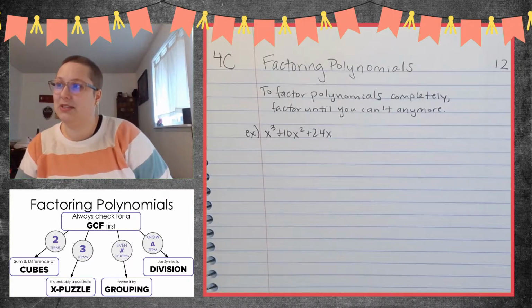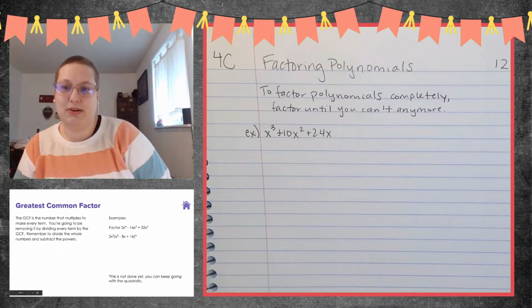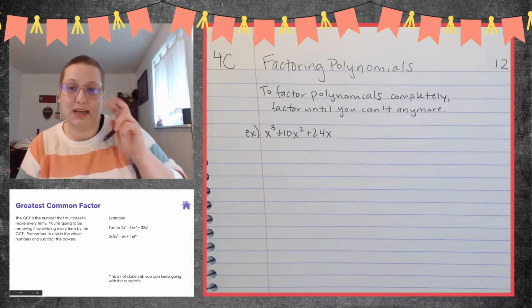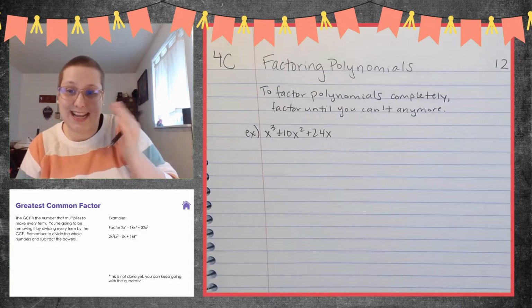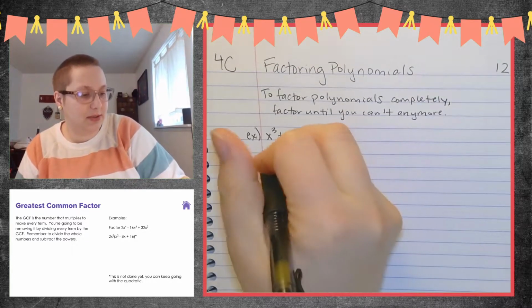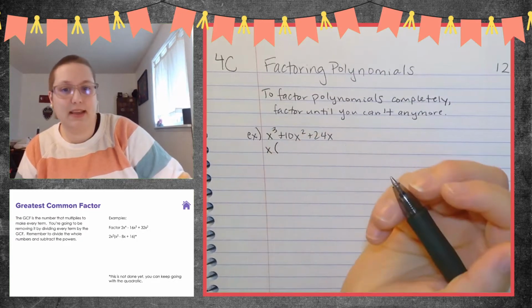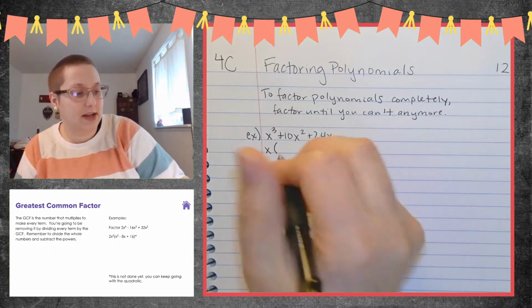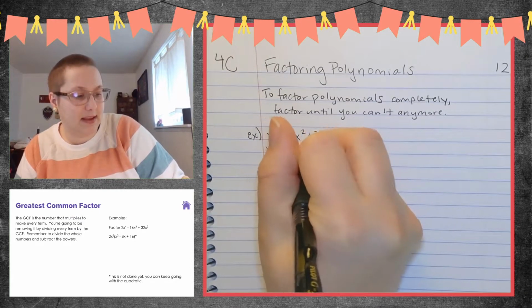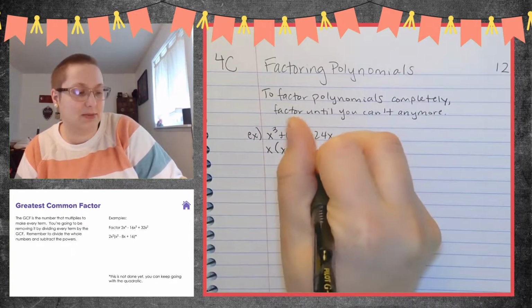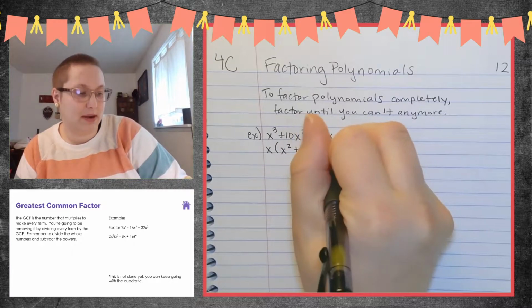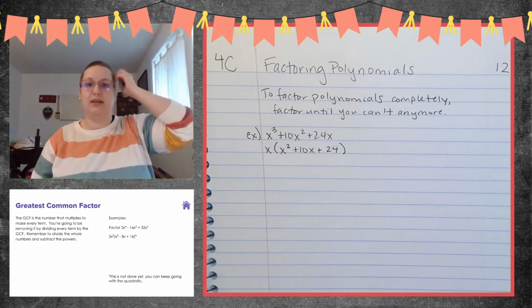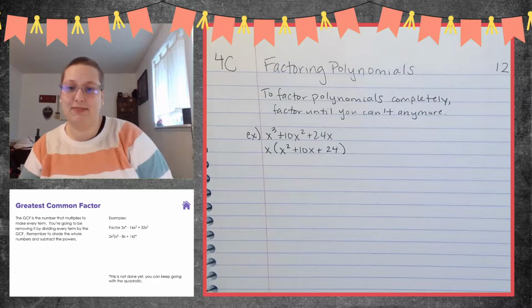I'm going to show you what this looks like on here too. For a greatest common factor, we're going to be undistributing it, so I'm going to take it out. I'm going to undistribute the x, and to do that I'm going to subtract 1 from every power. So this is an x squared, and then this is a 10x, and this was a 24, so there's no more power here. Then I can factor this some more.